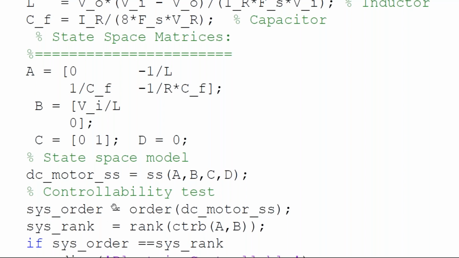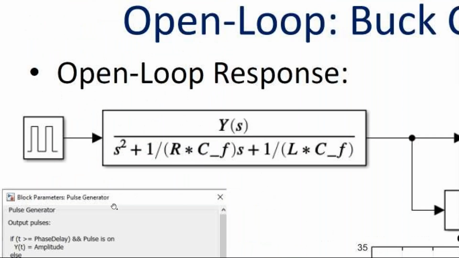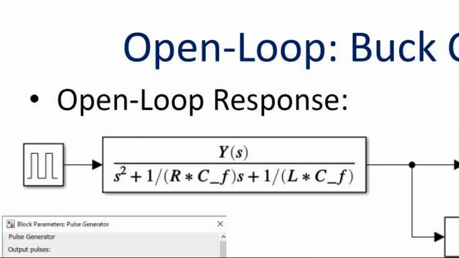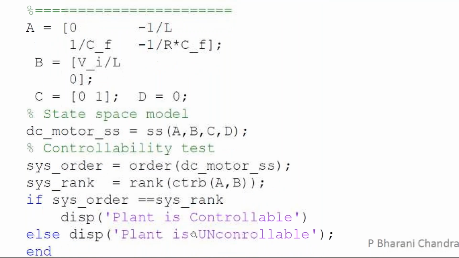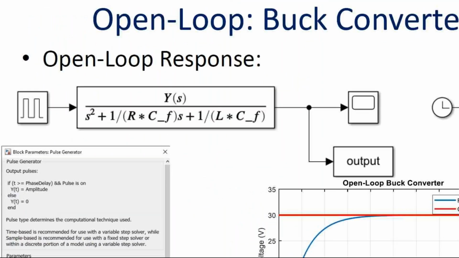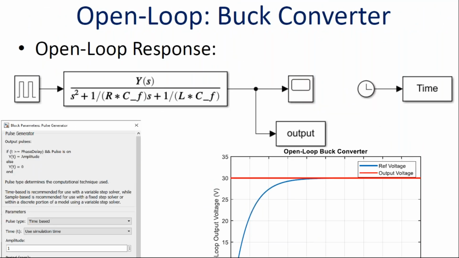And we have to do the controllability test. The order of the plant is second order in this particular case, and if the rank of the controllability matrix is the same, then the plant is controllable. The controllability test is also done here. So that is the part of the code.